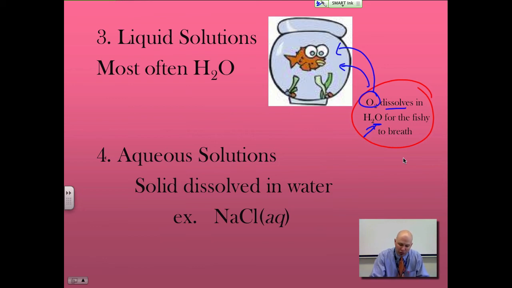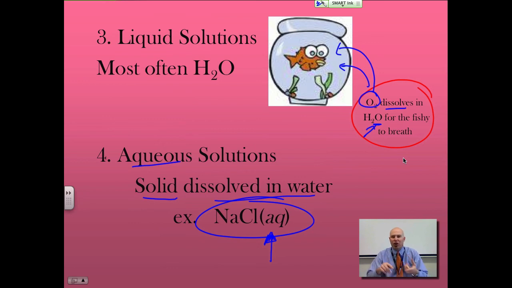Aqueous solutions are commonly described with a little aq afterwards. That's a solid dissolved in water. So if we see NaCl (aq), that means it's an aqueous solution of salt. Salt has been dissolved in water. So you get your solid solutions, gaseous solutions, liquid solutions, and aqueous solutions. Different types of solutions.